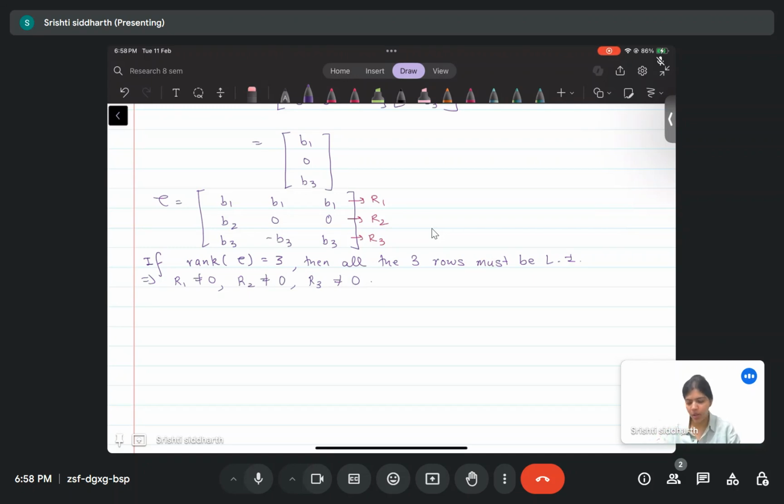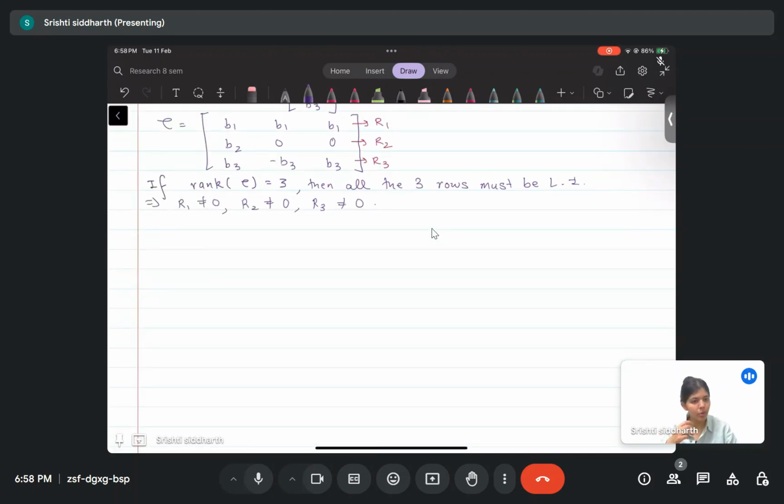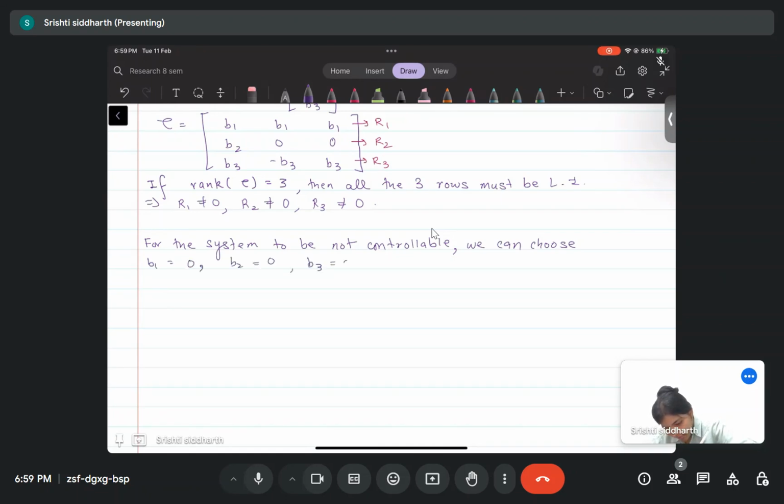If the system has to be not controllable, we want values of B1, B2, B3 for which the system is not controllable. So let's see, the simplest case would be B1 is 0, B2 is 0, and B3 is 0. So this would make the whole second row 0. This would make R3 0, and similarly R1 0.